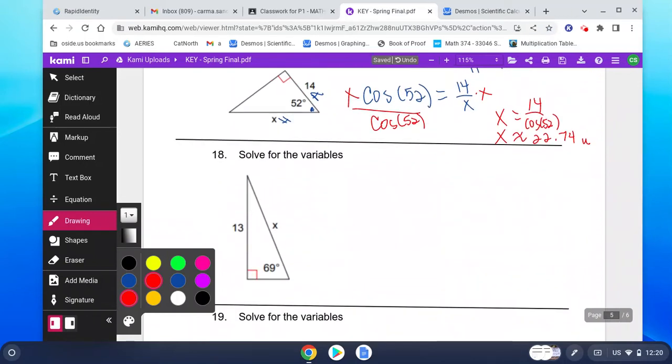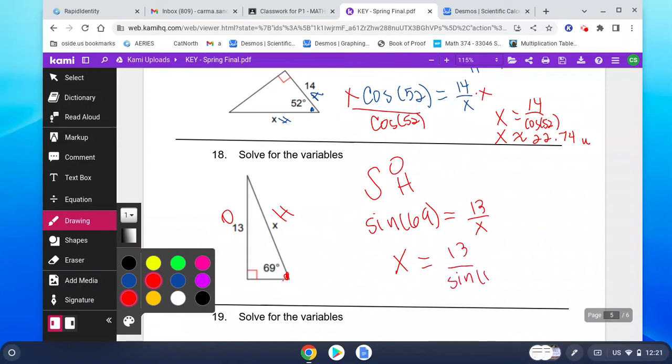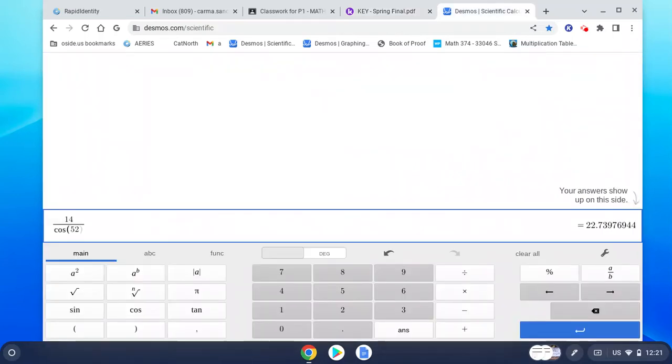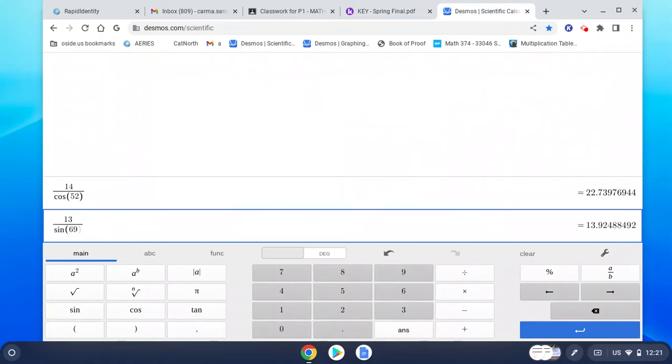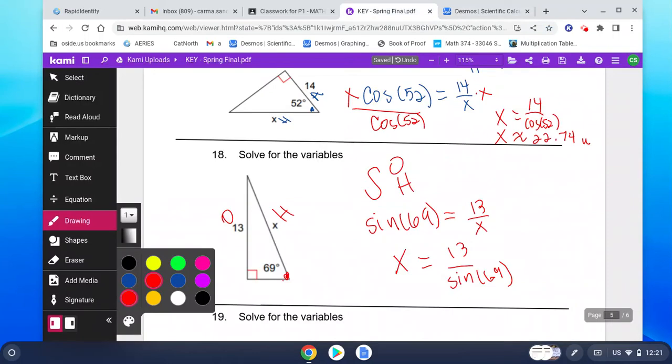Okay, over here we've got this degree of 69 degrees in this bottom reference angle. We've got an opposite with the 13, and we're looking for the hypotenuse. Which trig function uses the O and the H? You got it, it's a sine function. So sine of 69 degrees is equal to the opposite over hypotenuse. So again, this is a divide one. 13 divided by sine of 69 is 13.92.